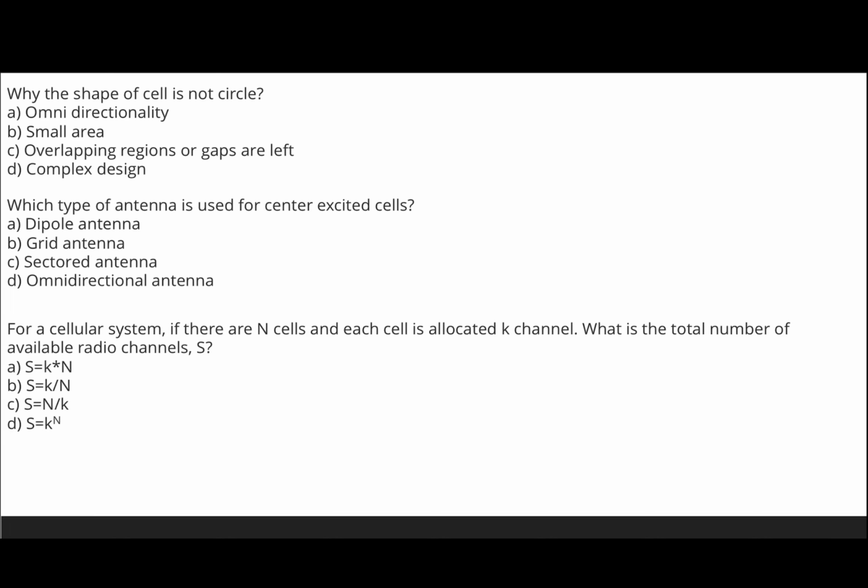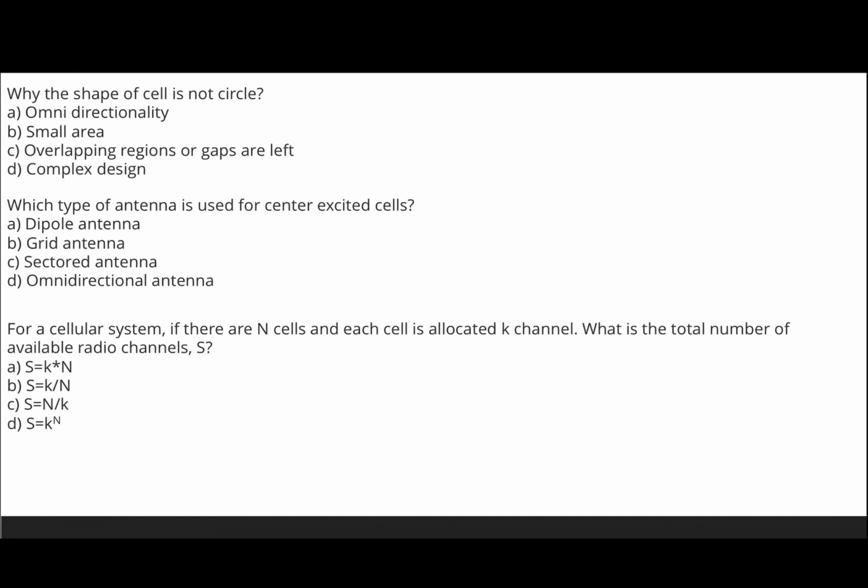Option A, omnidirectionality. Option B, small area. Option C, overlapping regions or gaps are left. Option D, complex design. Using a circular shape for a cell in a cellular system is usually impractical because circles cannot tile the plane without leaving gaps or causing overlaps. This would lead to coverage holes or excessive interference.